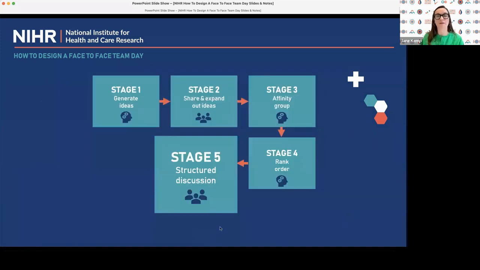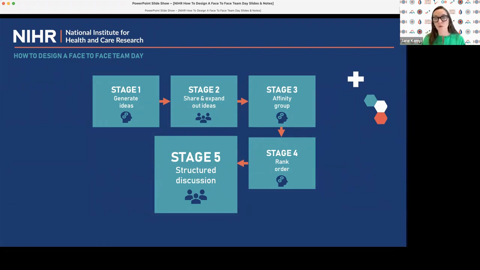So, final step in this, structured discussion. We've got our top 1, 2 ideas, then actually discussing it as a group. What are the actions? How are we going to take this forward? What are the next steps? Who's going to be doing which parts? What do we agree on? And so again, that's coming back into that whole group discussion.